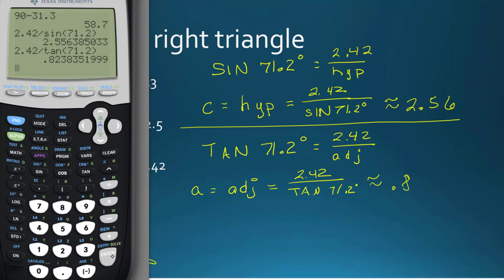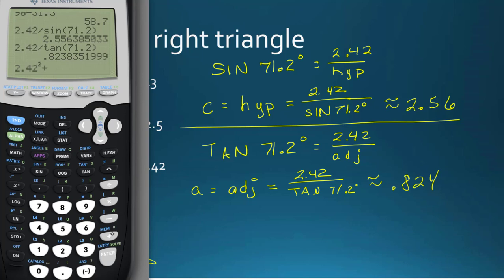Okay, so again, in theory, a squared plus b squared should equal c squared. Good enough for the fact that I was rounding off a whole lot. I like it. I'll accept it. It's not like it was 7 and 92 or something like that. So I'm fine with it.